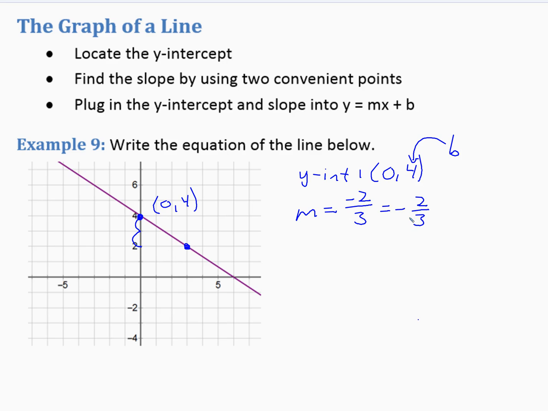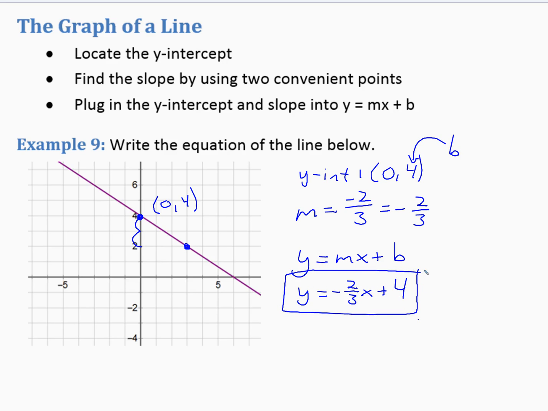And now we're just going to plug these values into y equals mx plus b. We have our slope is -2/3, and the y-intercept we found was 4. And that's the equation of that line.